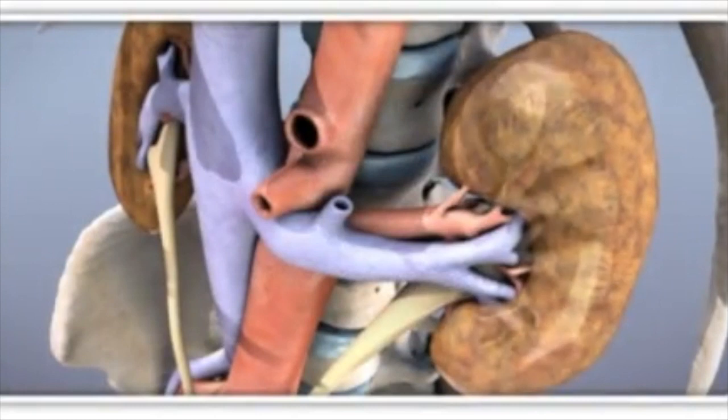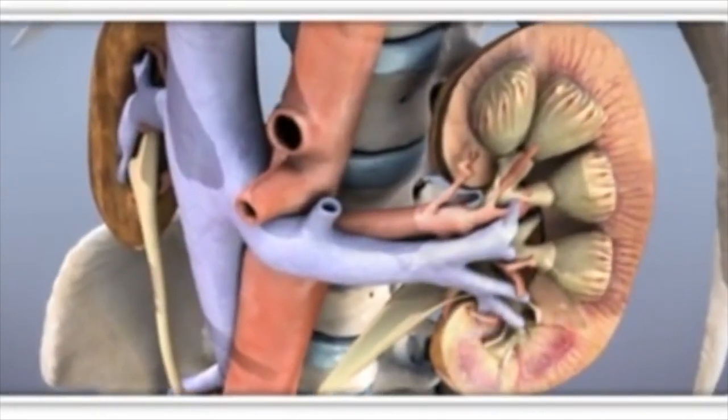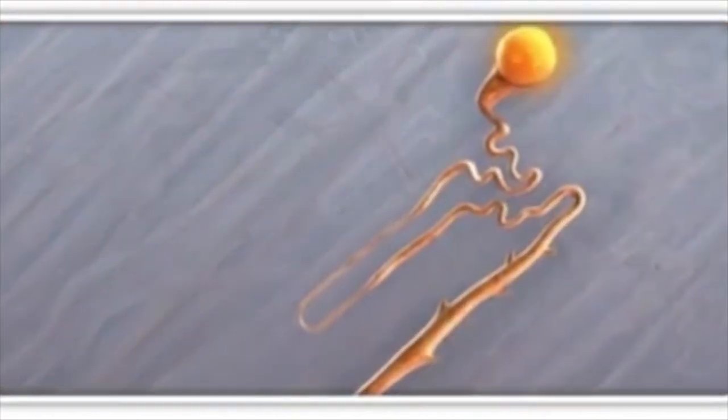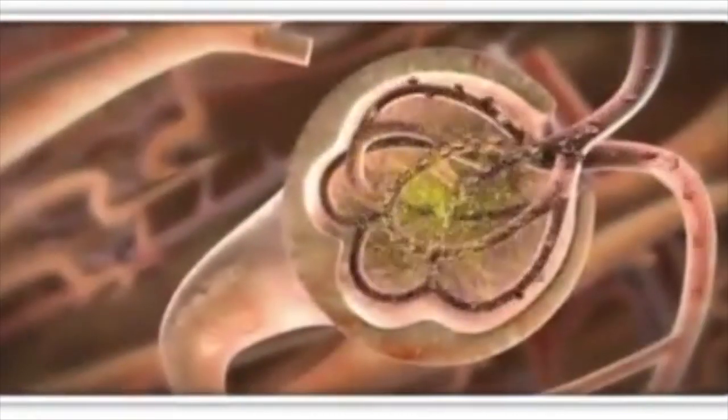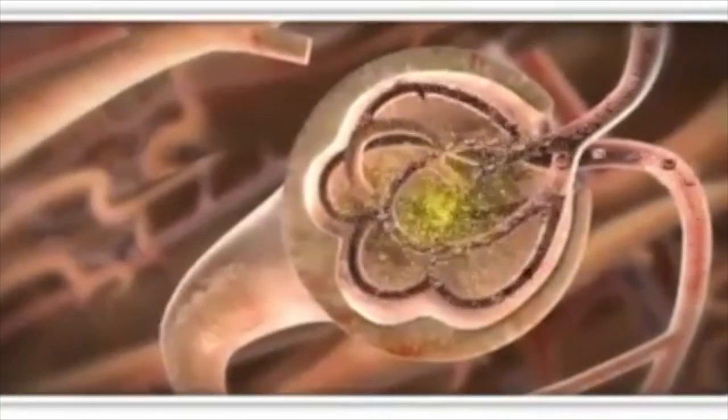Inside each kidney, about 1 million tiny units called nephrons rid the body of excess and unwanted substances. Each nephron has 2 parts, the glomerulus and the tubules. Inside the glomerulus, large amounts of fluid, dissolved substances such as minerals, and waste products are filtered from the blood and form a substance called filtrate.